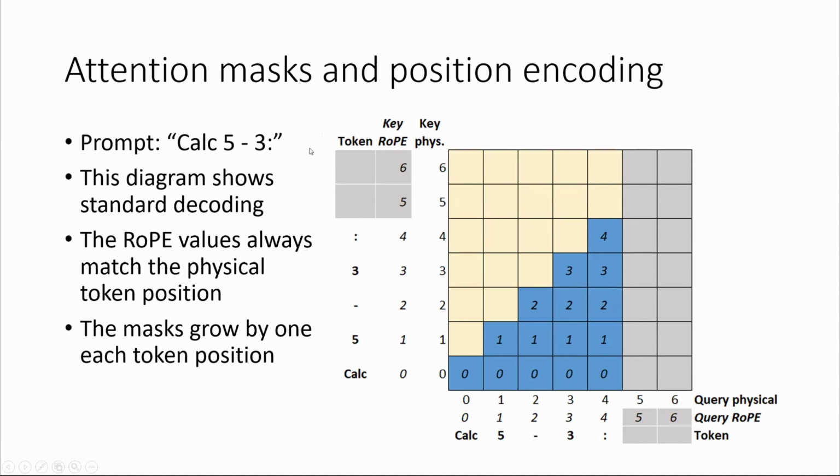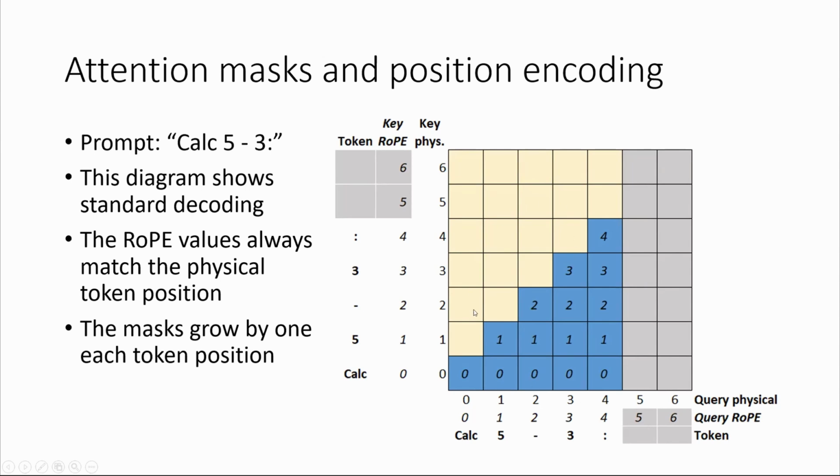Okay? So this is what it would look like in standard encoding. I have my queries here across the bottom, and you can imagine this just being your input to the model. At the 0th position, we've got the word calculate, then the token 5, the hyphen or the minus sign, 3, and colon. So these are the 5. I've drawn a couple extra spaces because I'm going to mess around with things later. But right now, these are unused.